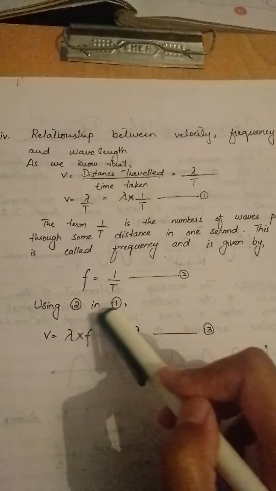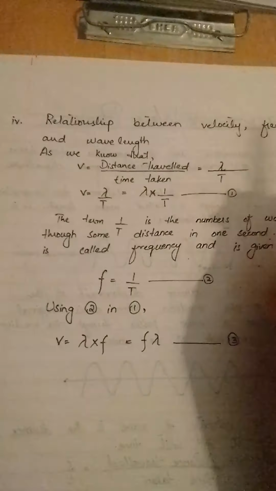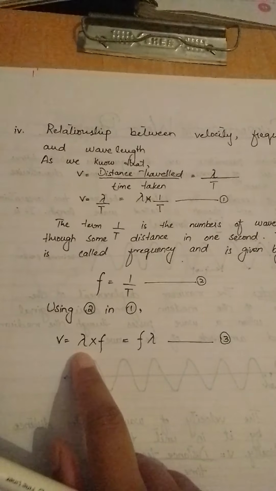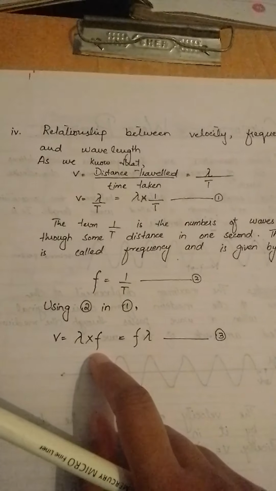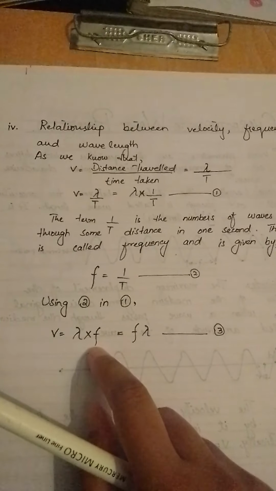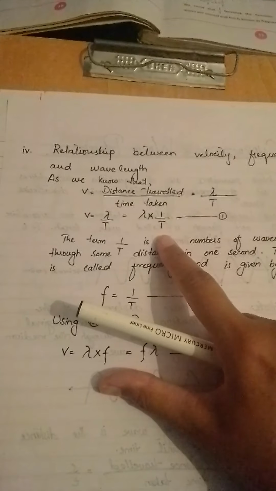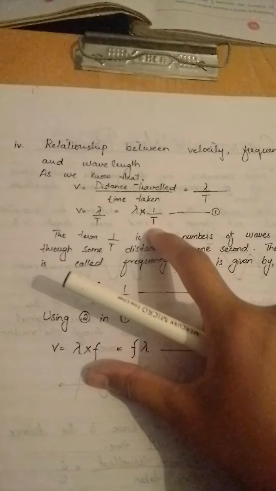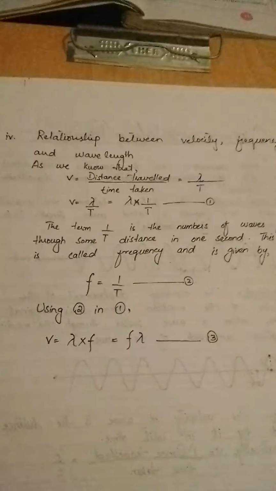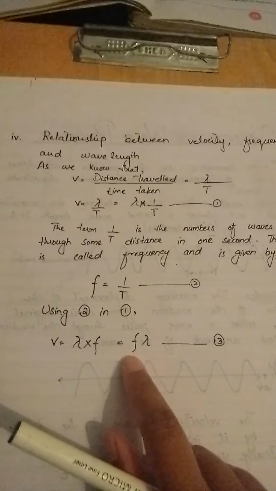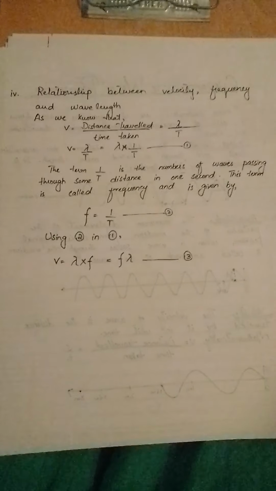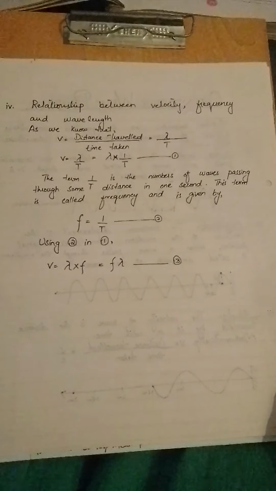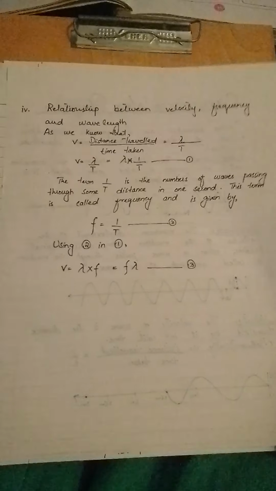Using now equation 2 in 1, we will get velocity equals lambda into frequency. Okay, we have placed frequency in place of 1 over t. So frequency is just the inverse of time period, or we can simply write it as v equals f lambda. These are the 4 parameters which are very necessary to understand or to measure the characteristics of any wave.